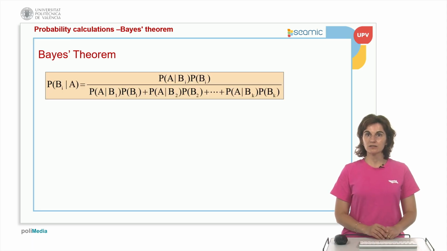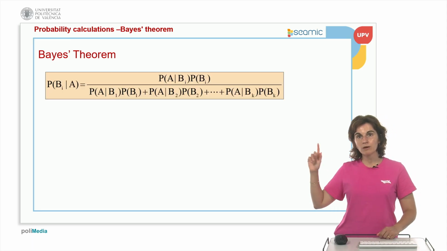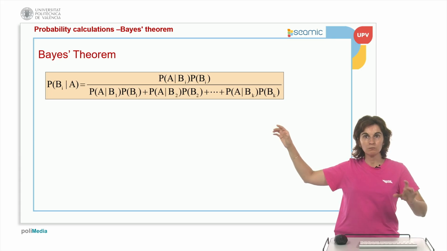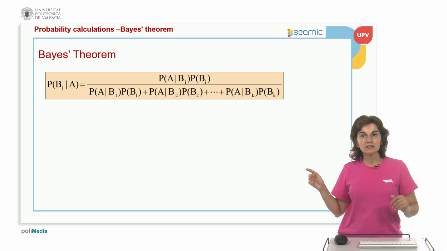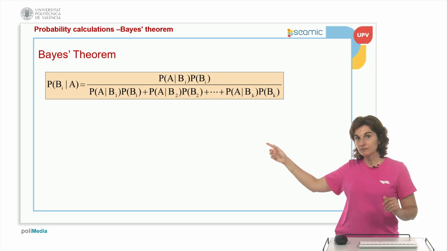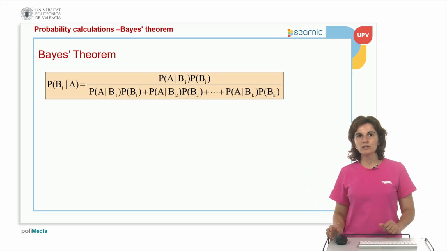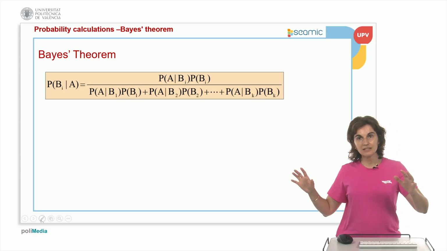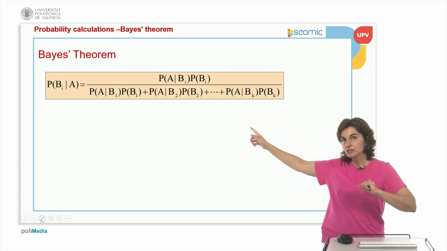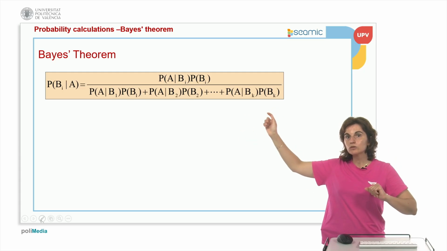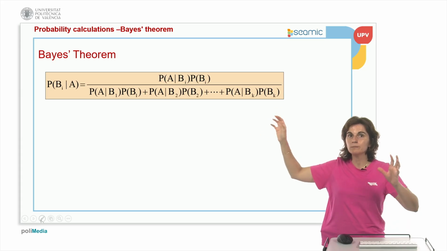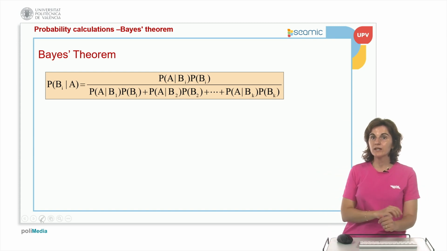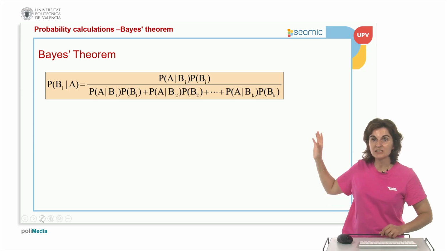So the idea in this theorem is that we are able to compute the probability of belonging to one specific partition, could be B1, B2, B3, given that we know that A has happened. Remember this notation when we work with conditional probabilities, where we know that A is happening. So knowing that A is happening, we want to compute the probability, for instance, to belong to B1. To solve this, we can use the probability of the intersection between them.